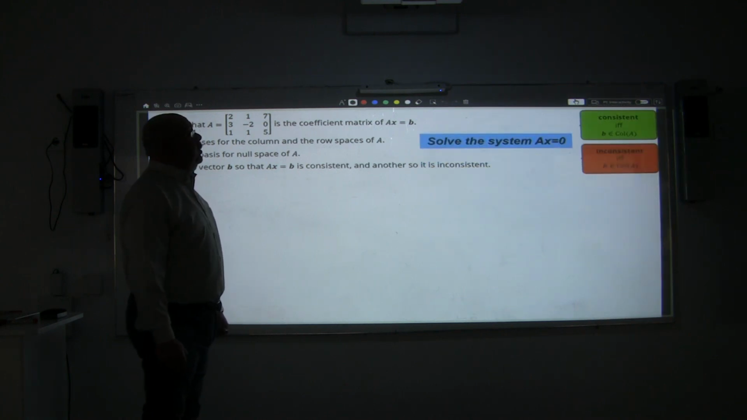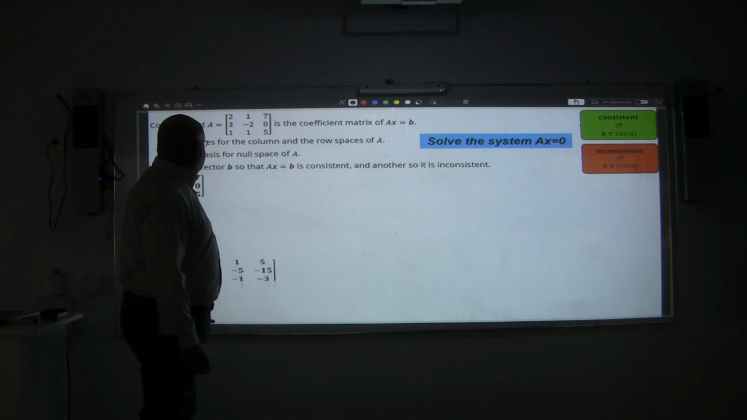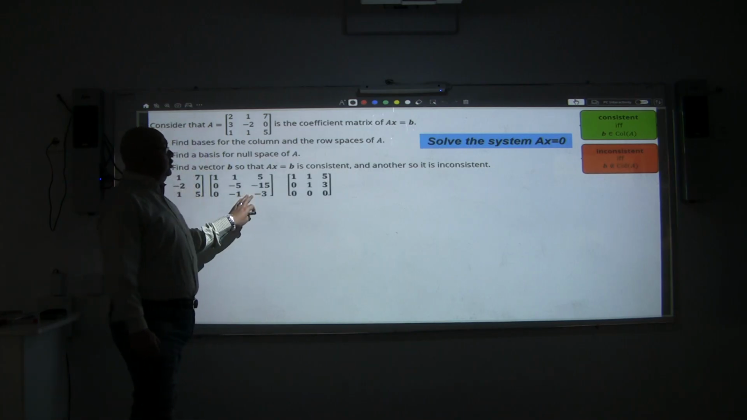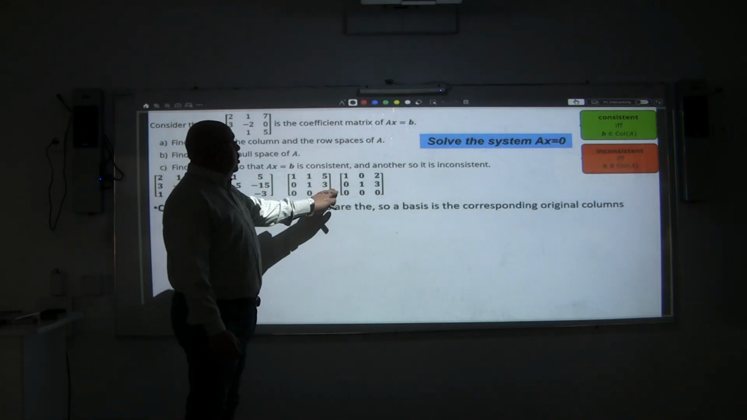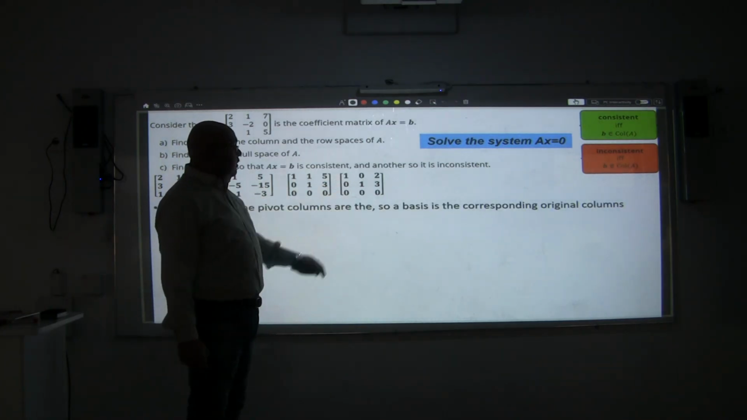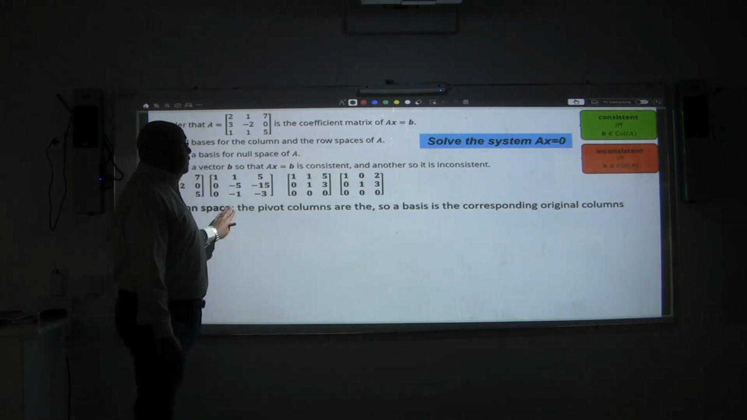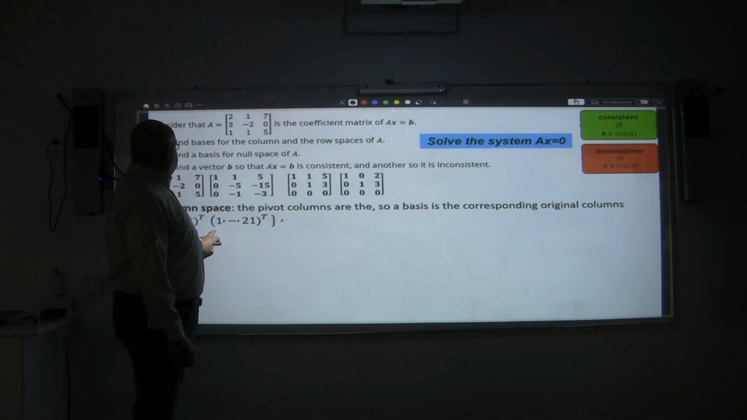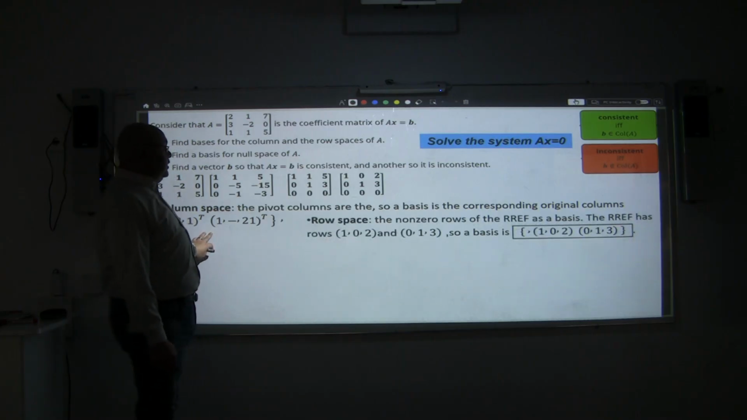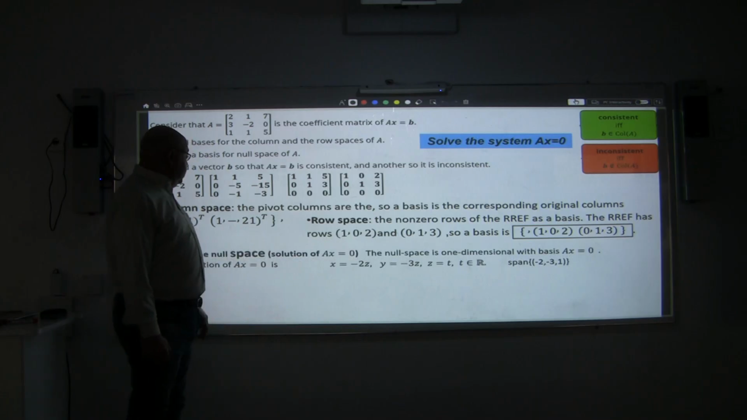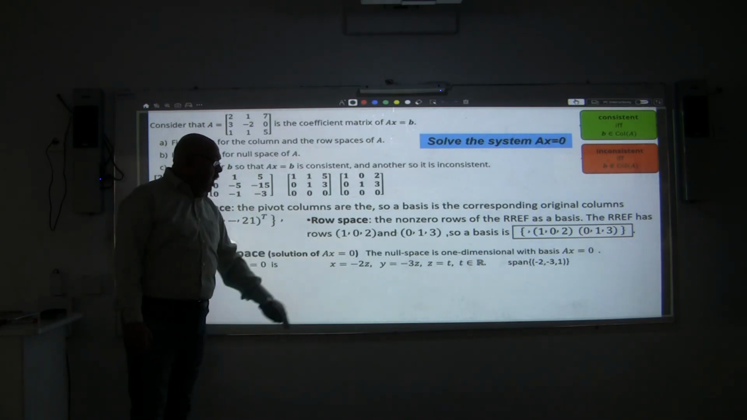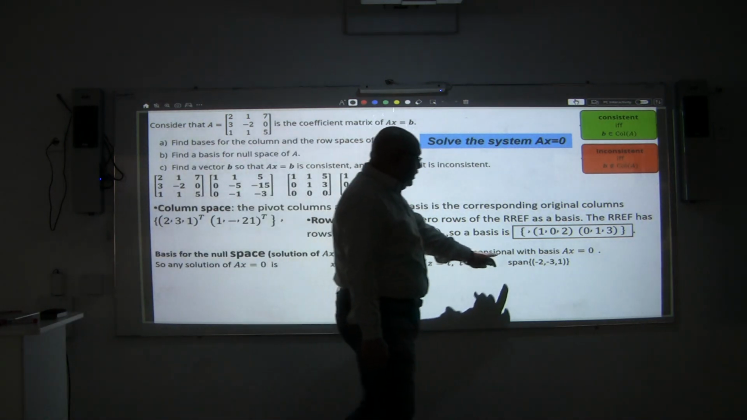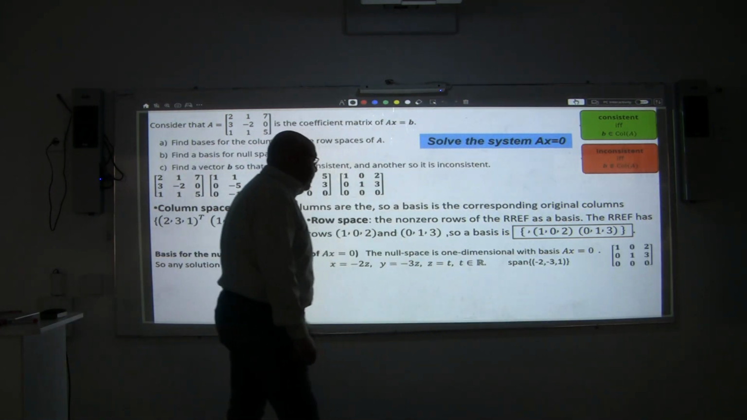This system will first be solved by Ax equals 0. I will try to put the system in reduced echelon form. Now I have the rank equal to 2. Based on this, I have the dimension of the column space and the dimension of the row space. Here's the dimension of the column space, and that's the dimension of the row space. And the basis for the null space is the solutions of Ax equals 0. I can find it. So the span is (-2, -3, 1) for the null space.